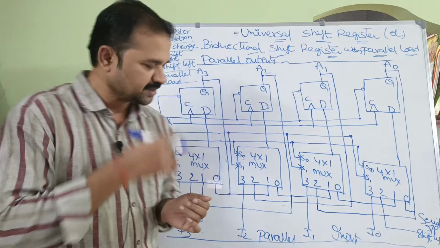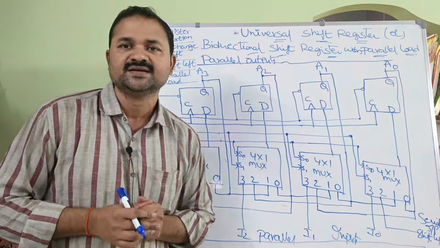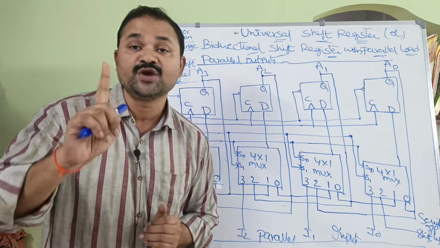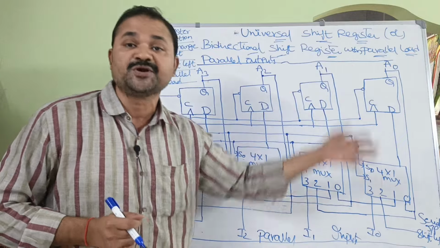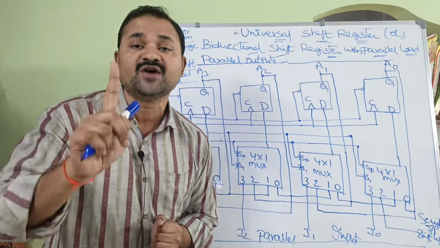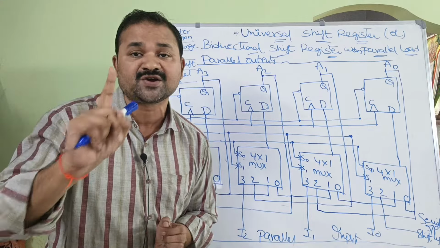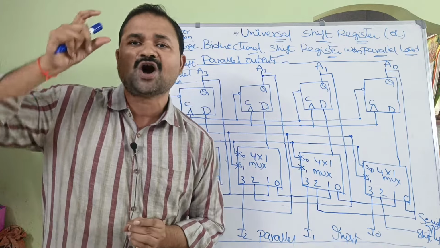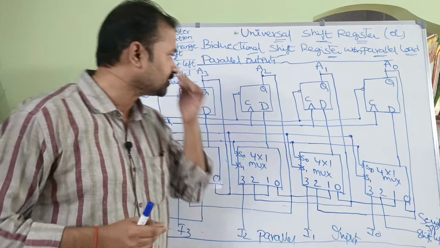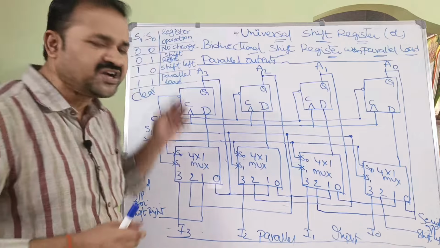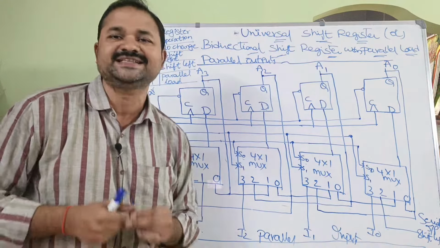So that means we can load the content in the shift register simultaneously with only one clock pulse, and the shift register produces the output in only one clock pulse. So loading is done in only one clock pulse. But if we want to do shifting, then we require some more clock pulses. Let us see the functional table. According to the functional table, this circuit was designed.